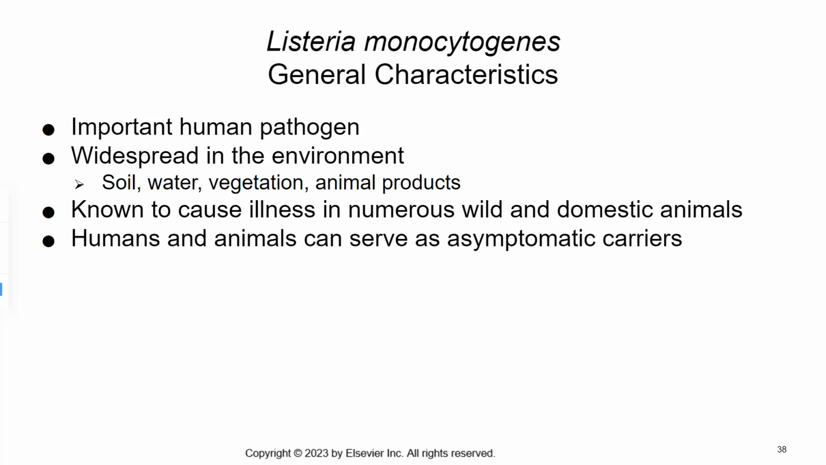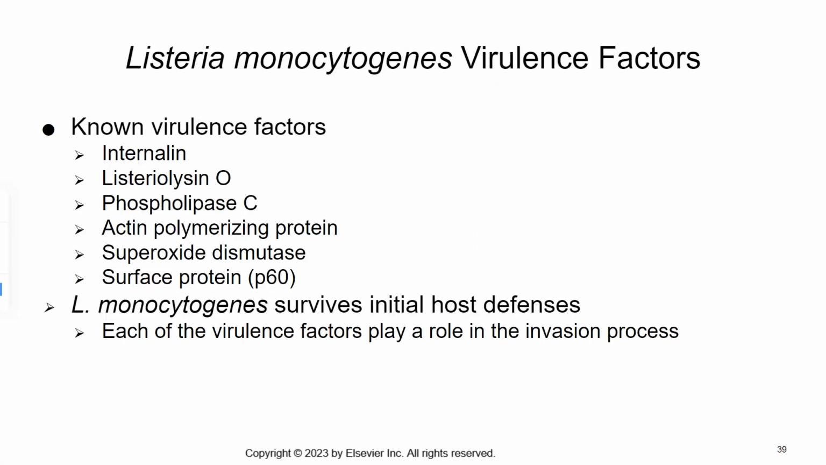Listeria monocytogenes. It's an important human pathogen that's widespread in the environment: soil, water, vegetation, animal products. It's known to cause illness in numerous wild and domestic animals. Humans and animals can serve as asymptomatic carriers. Known virulence factors are listed, and it survives initial host defenses. Each of the virulence factors plays a role in the invasion process.